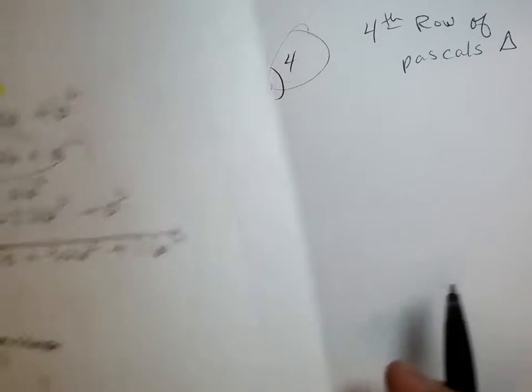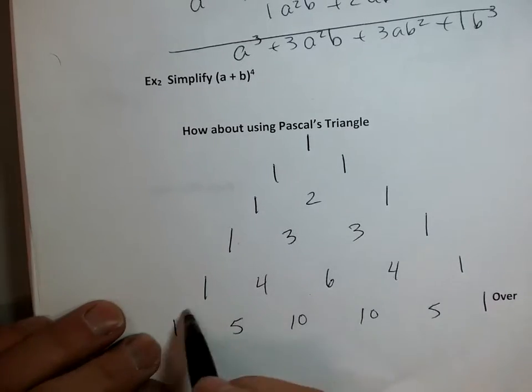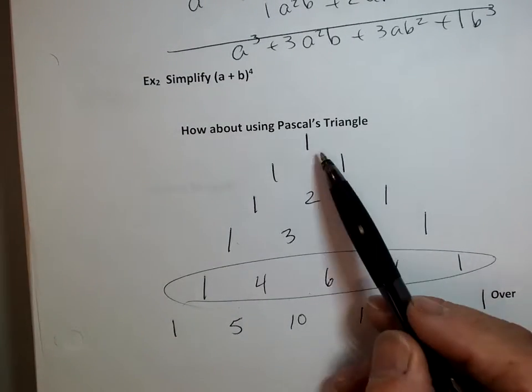So I'm going to go to my 4th row. Here's my 4th row. This is the 0 row.